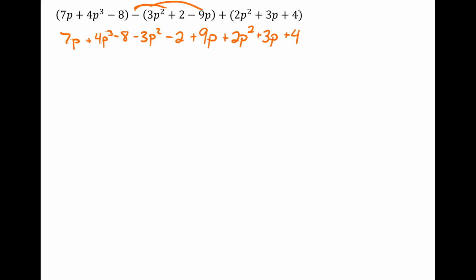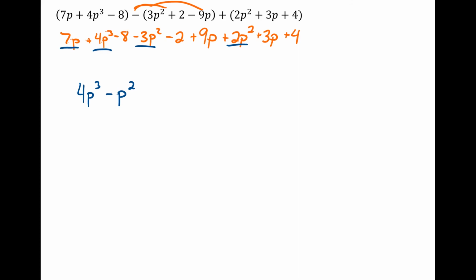Working through here now, let's look at our like terms. The p cubed, got only one of them, so 4p cubed. P squareds, I got a negative 3p squared plus a 2p squared. Negative 3 plus 2 gives me negative 1p squared. The 1 is implied, so I don't necessarily have to write it.